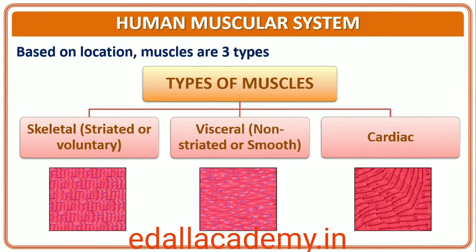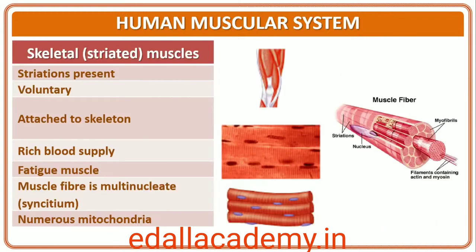Based on their location, three types of muscles are identified. 1. Skeletal, 2. Visceral and 3. Cardiac. Skeletal muscles are closely associated with the skeletal components of the body. They have a striped appearance under the microscope and hence are called striated muscles. As their activities are under the voluntary control of the nervous system, they are known as voluntary muscles too. They are primarily involved in locomotory actions and changes of body postures.